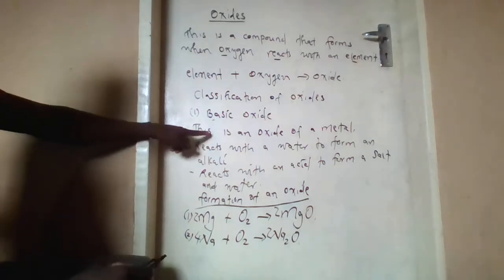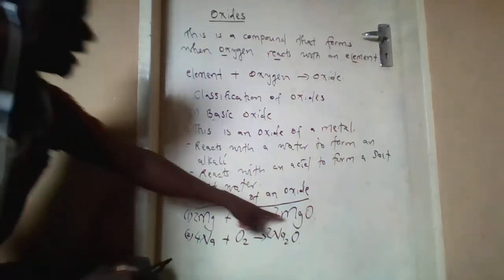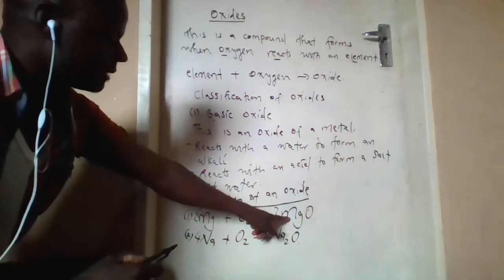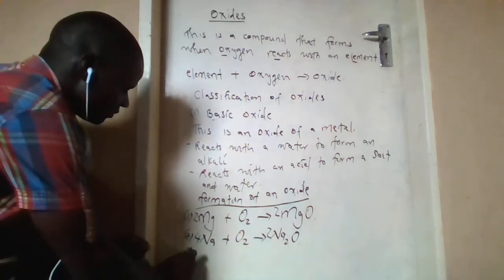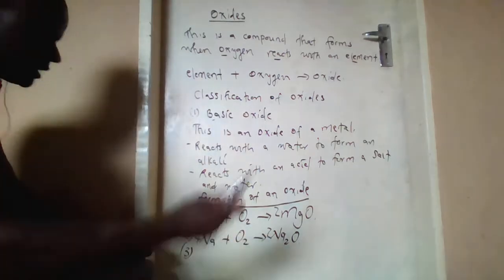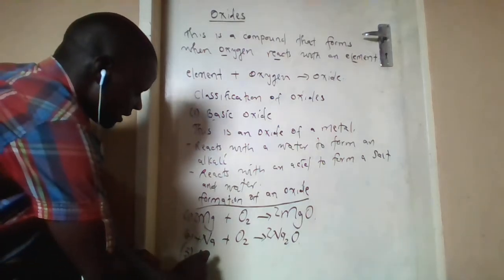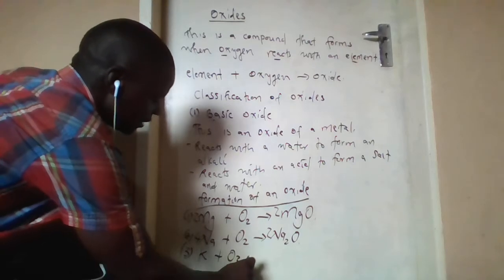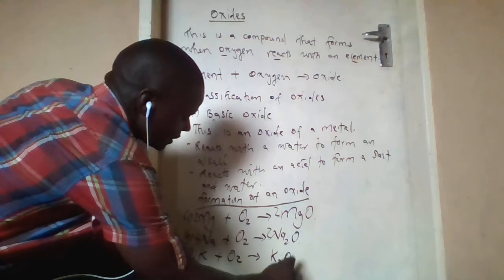So that's why I was saying that this is an oxide of a metal, because magnesium is a metal, sodium is a metal. For the third one, we could even put lithium, but no, lithium is very strong, a very reactive element. I'm going to put potassium. So potassium plus oxygen, then you're going to form potassium oxide.